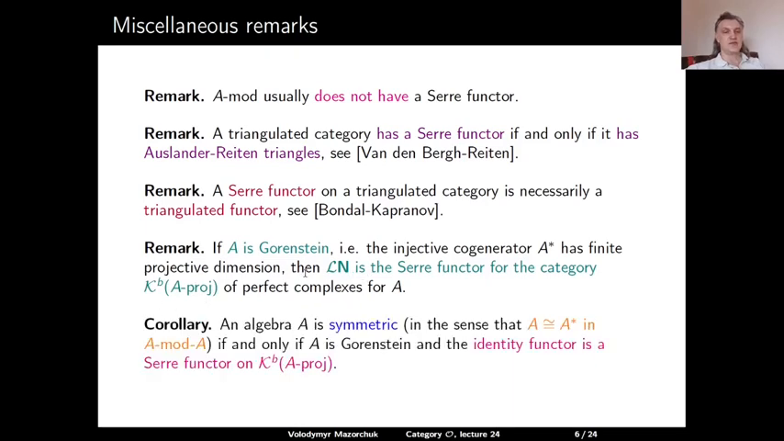From this it follows that an algebra A is symmetric, and here symmetric means that A is isomorphic to A dual as an A-A bimodule. So an algebra A is symmetric if and only if it is Gorenstein, and the identity functor is the Serre functor on the category of perfect complexes for A.